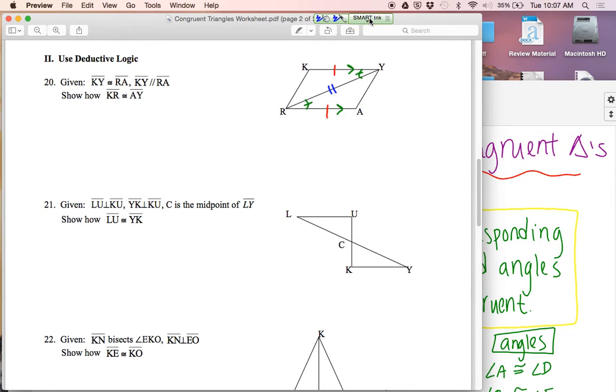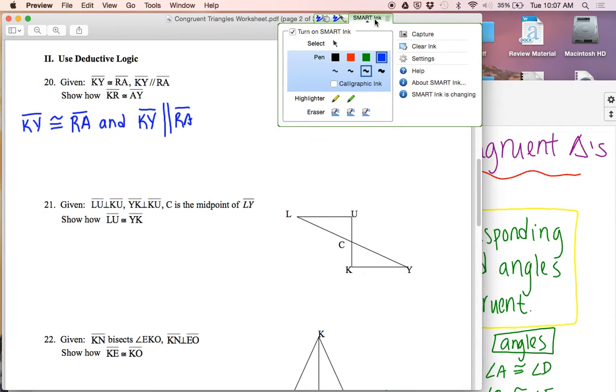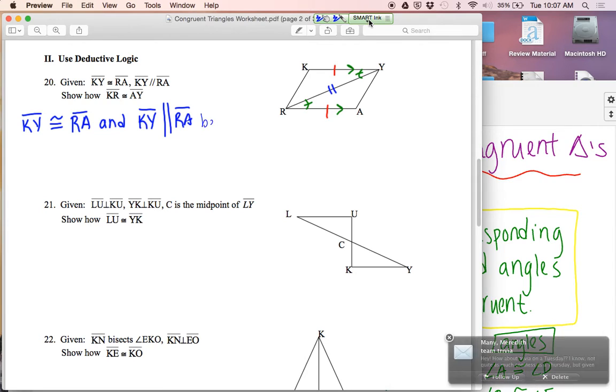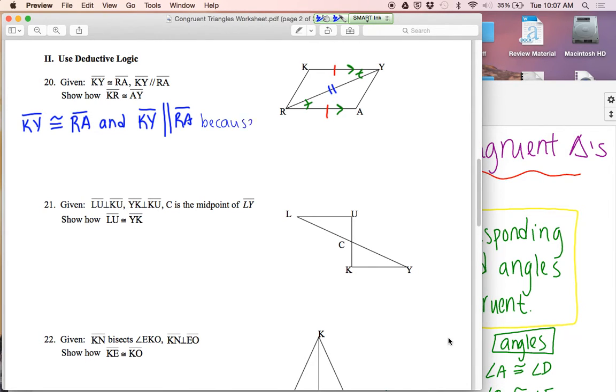So I'm going to go ahead and get started with this. So I'm going to say KY is congruent to RA and KY is parallel to RA. And the reason I know that is because the information was given. Because it was given.